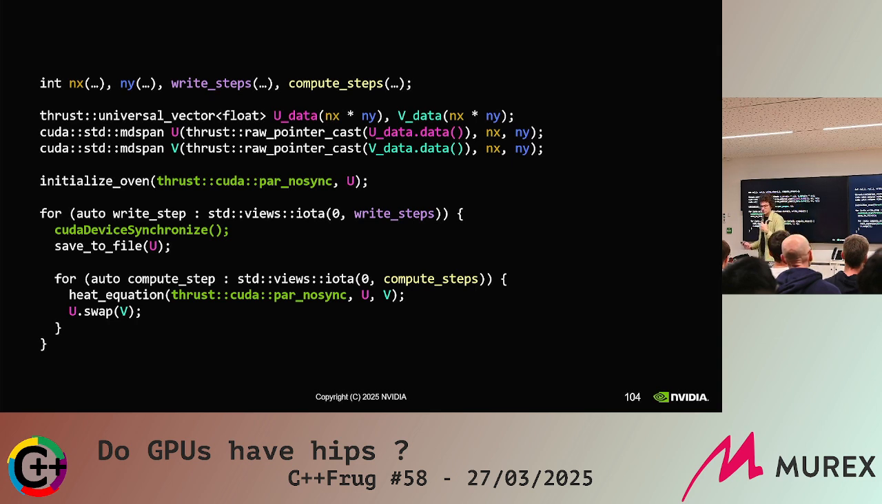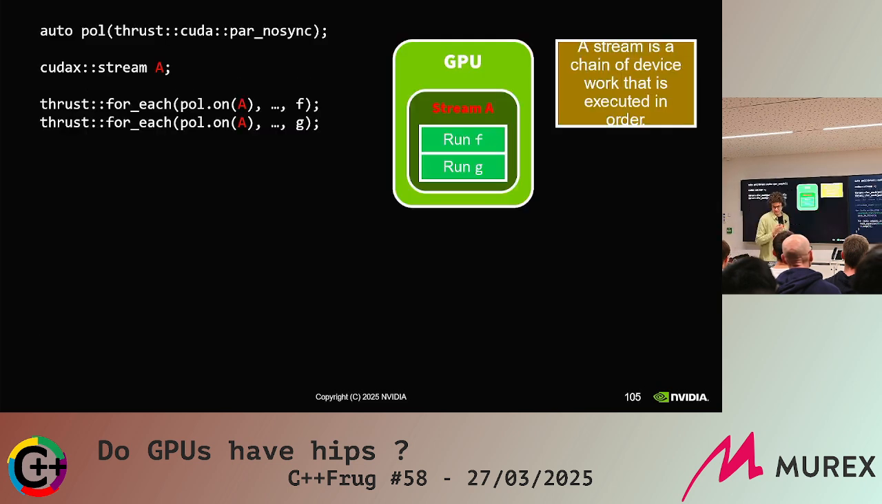So this is a good start to making our code asynchronous, and the next step will be to use CUDA streams. So a stream is a chain of device work that is executed in order. You can think of it kind of like a queue. So you can have thrust launch work on a specific stream by passing the stream to the on method of the execution policy. So here we asynchronously launch a for each applying F and a for each applying G on the device. So the F for each will complete execution before the G for each starts.